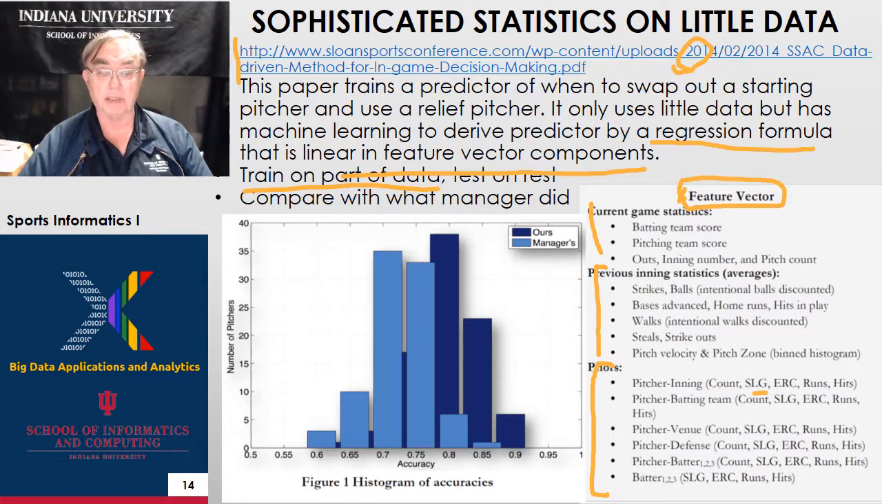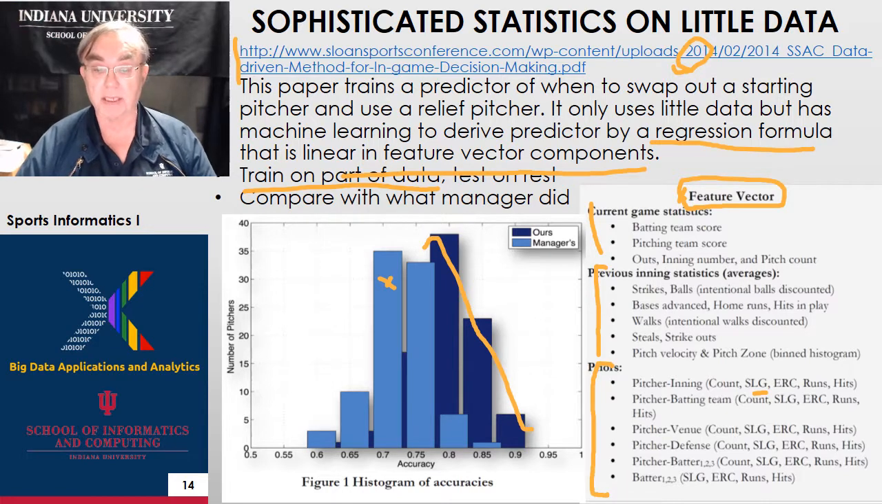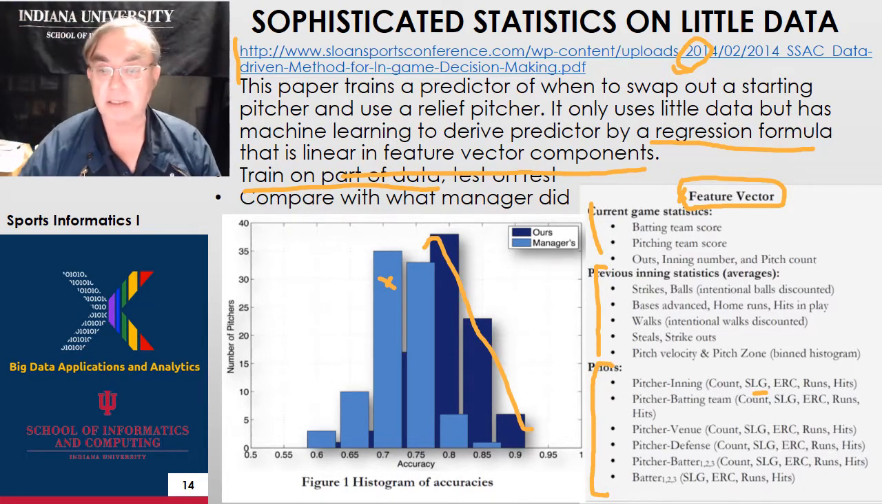And then the results are compared to what managers do. This is meant to be the correlation of the manager with what actually happened, namely whether the manager swapped the pitcher at the right time or not. The manager's got sort of a 75% accuracy, and this thing is more like an 80% accuracy, so it improved over managers. So you can replace the manager by a regression formula. But of course, the manager does other things other than switching out relief pitchers.